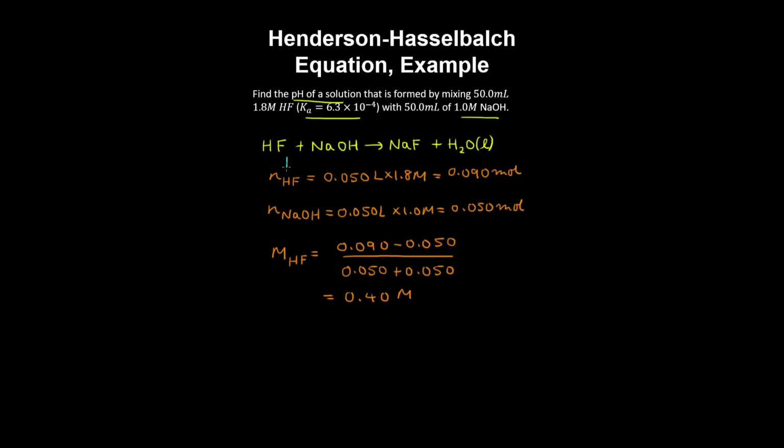And if we write this in the form of the net ionic equation, while eliminating the spectator ions, we see that for every mole of the base that was consumed, 1 mole of the conjugate base was produced. So the molar concentration of fluoride would be 0.05 moles over the total volume of the solution.